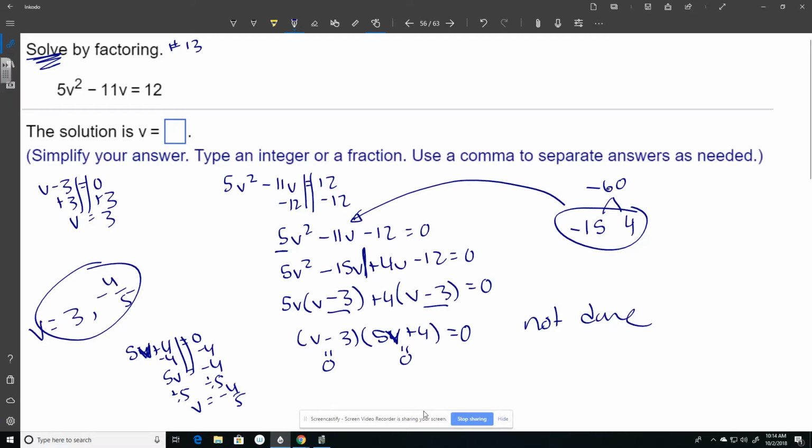If you're not sure if that's right, plug it in your calculator, this function right here. Well, not that one because we don't want it to equal 12. Plug this function into your calculator and look at where it crosses the x-axis, and it should cross at 3 and in between negative 1 and 0. If it doesn't, then we did something wrong.